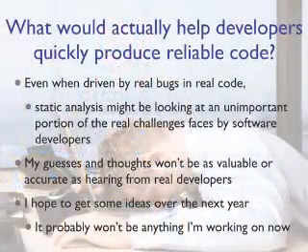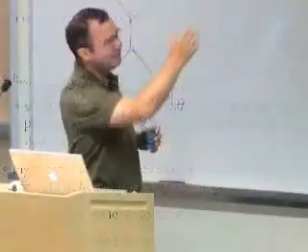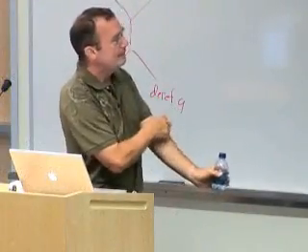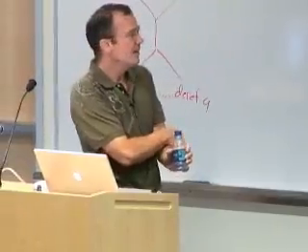What would actually help developers quickly produce reliable code? I've been looking at the static analysis problem, but maybe this isn't the big problem. Maybe there are other things we could be looking at that are much more important. I hope to get some ideas over the next year. Probably won't be anything I'm working on now.